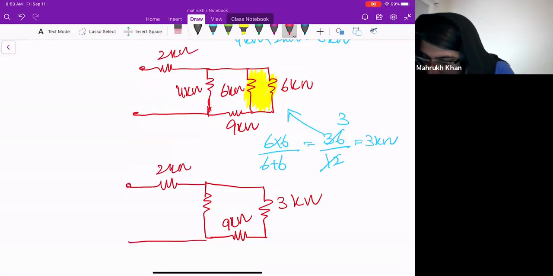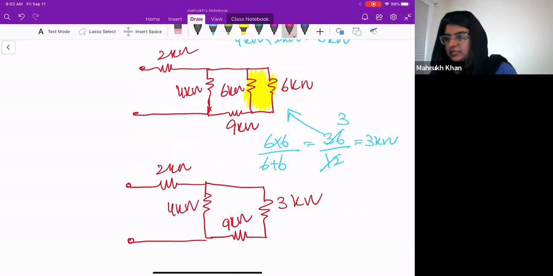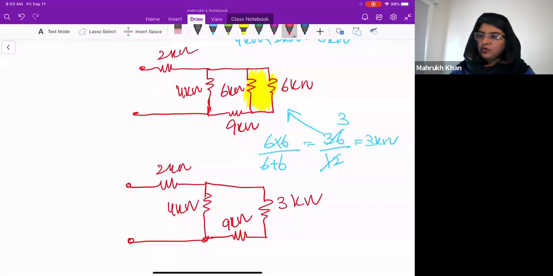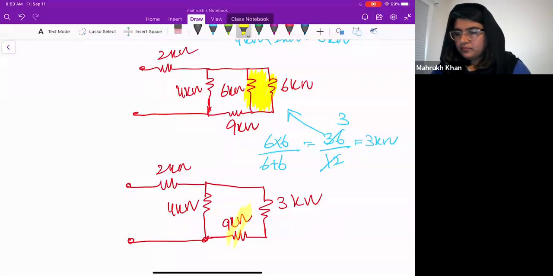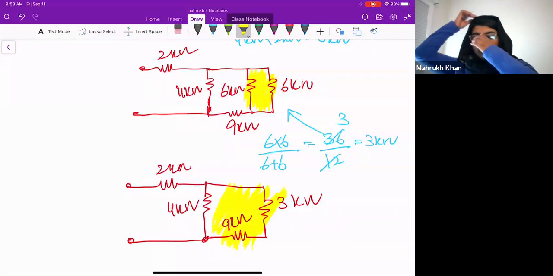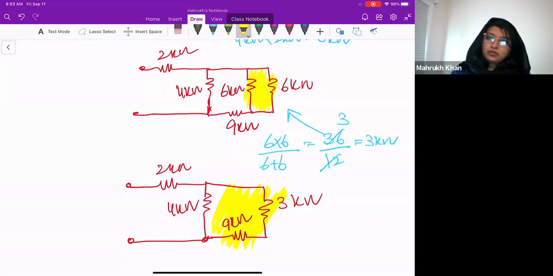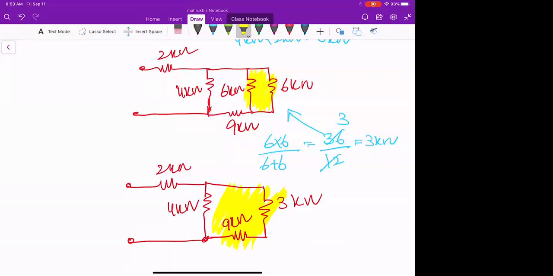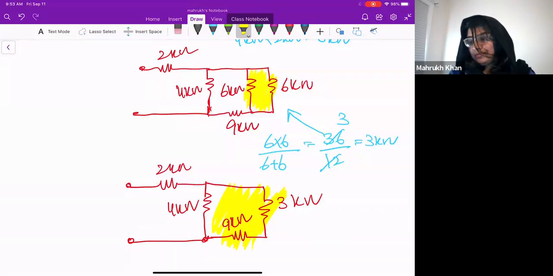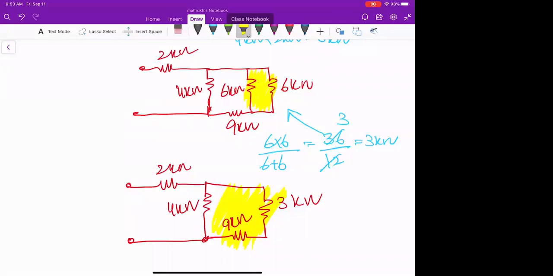So what do you think? This 4 kilo ohms is in series with 9 and 3 kilo ohms? What do you think right now? I don't think it is, no. Yes. So any other person who thinks that they are in series or in parallel? What do you think? Do you all think that they are in parallel? It's in series because there's no node that separates them.